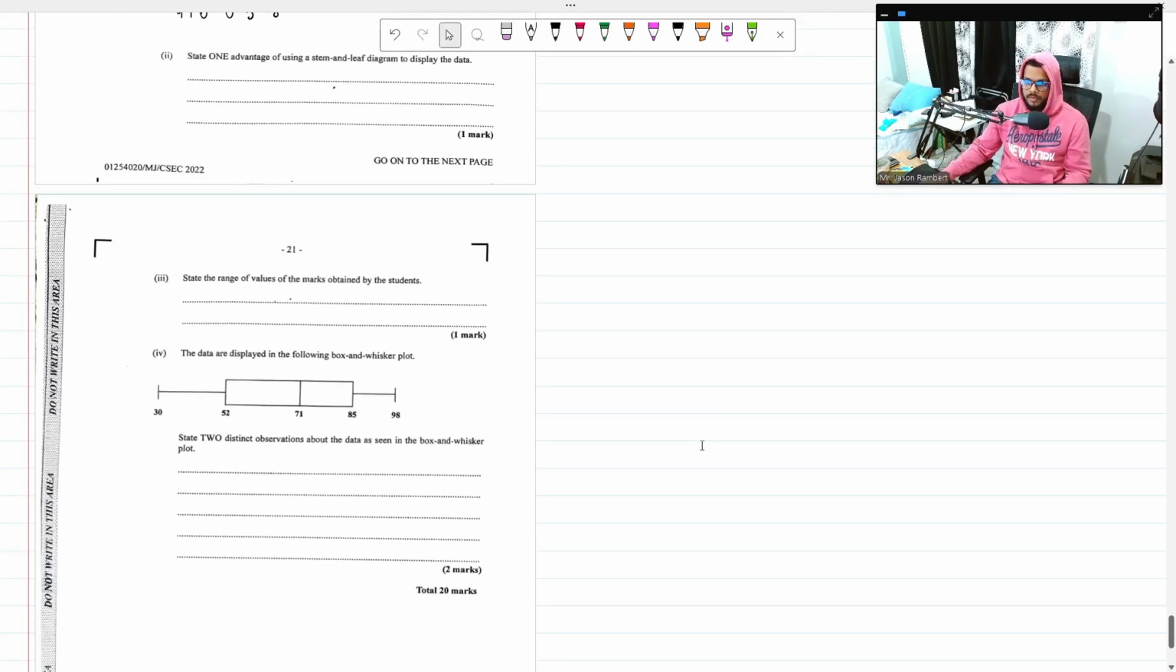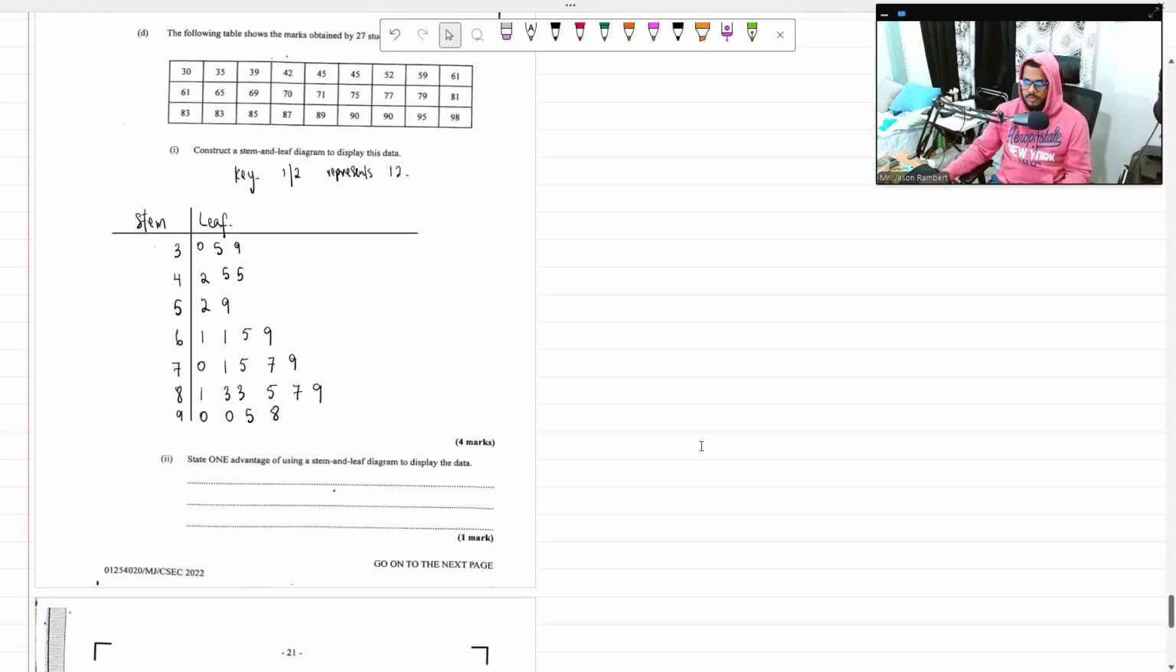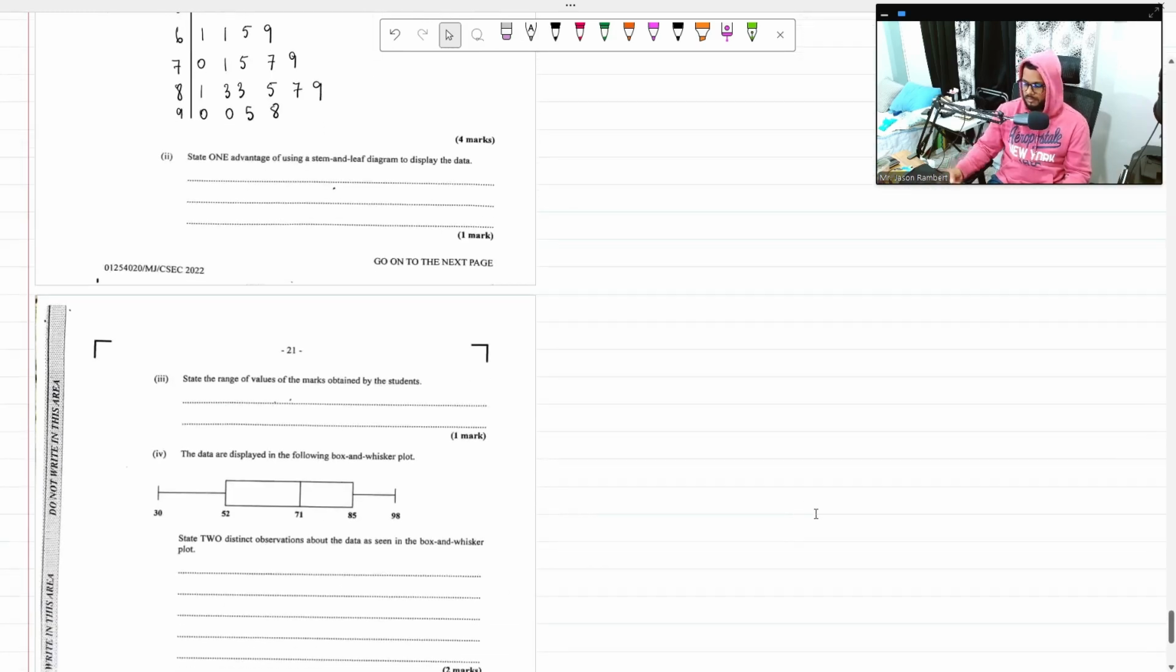State the range of values of the marks obtained by the students. 98 take away 30, which is equal to 68.